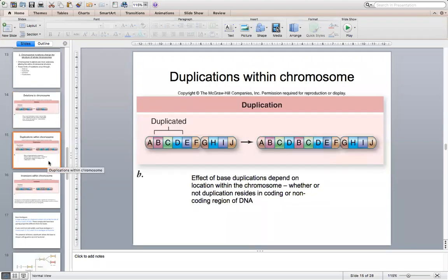Next one is the duplication. It will depend upon where the region is duplicated. We have two regions basically. One is a coding region, and the next one is a non-coding region. If it happens in the coding region, it will definitely be a problem. However, if it takes place in the non-coding region, it won't create much of an issue. So with duplications, it should be carefully observed where it is exactly happening.